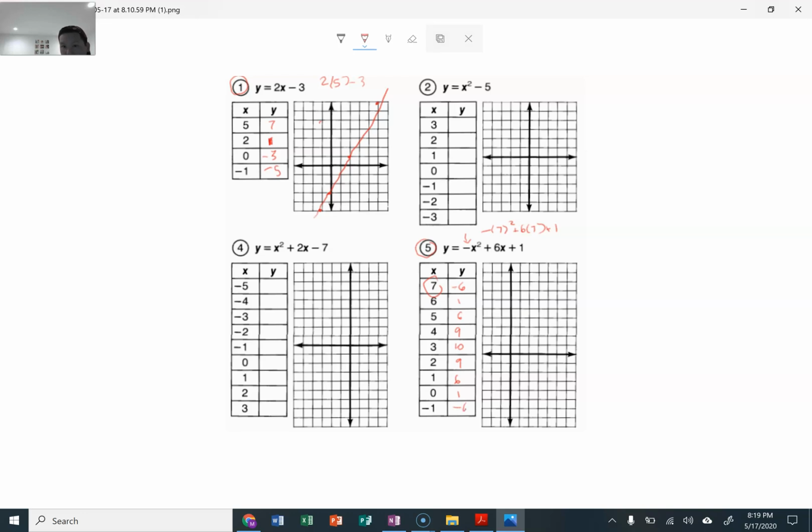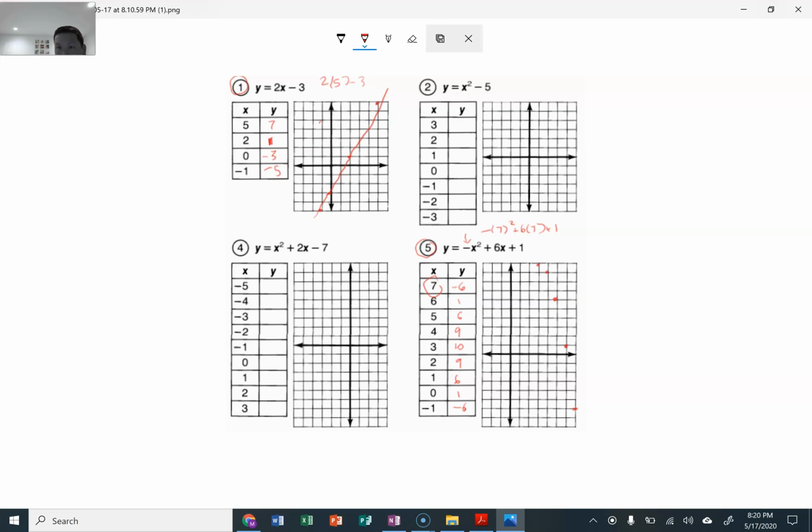You're going to see it's kind of weird in the sense that if you look at the table of values, the numbers kind of repeat, and you'll see why. Let's graph these right now. I have 7, -6, then 6, 1, then 5, 6, then 4, 9, then 3, 10, which is on the very top. And here comes a little bit of curvature.